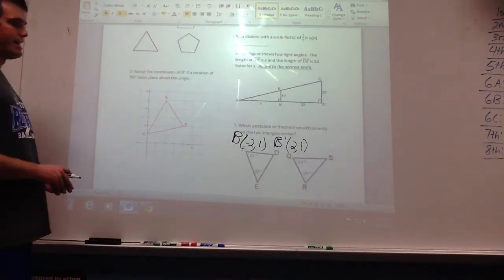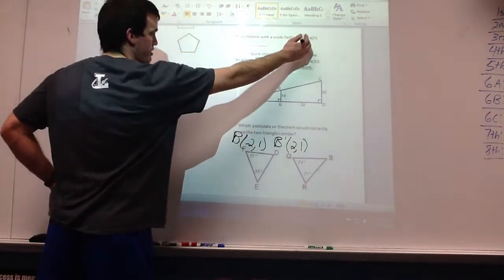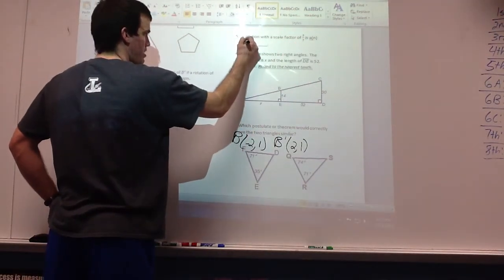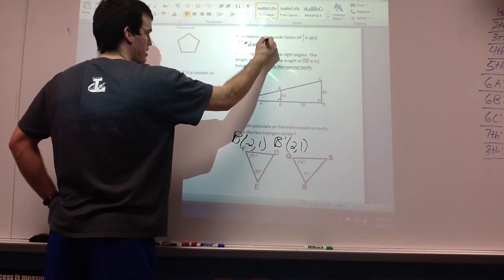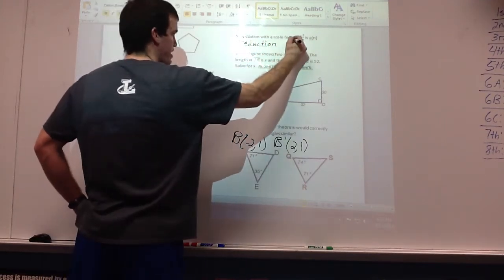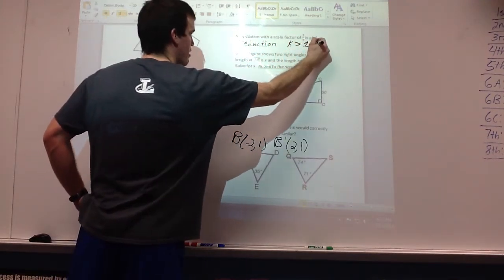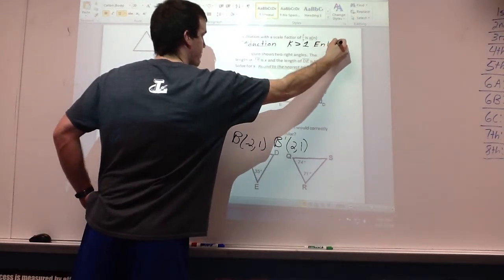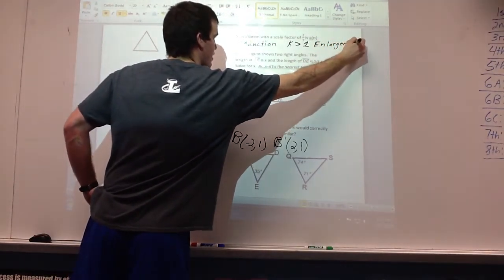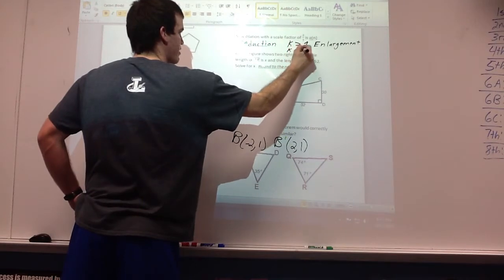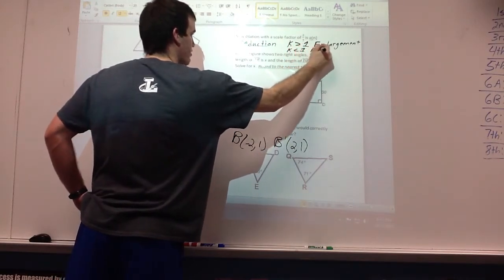Number 5, a dilation with a scale factor of 2/7 is a reduction. The key on this is my scale factor is k. If k is greater than 1, we have an enlargement. If k is less than 1, reduction.